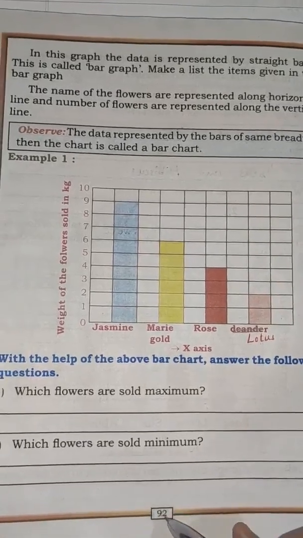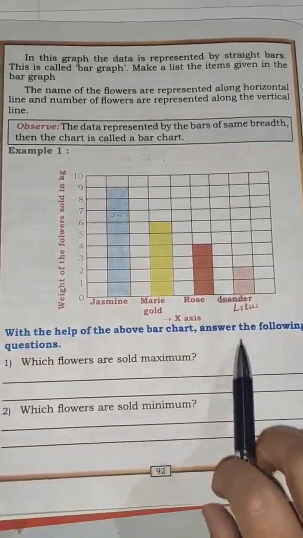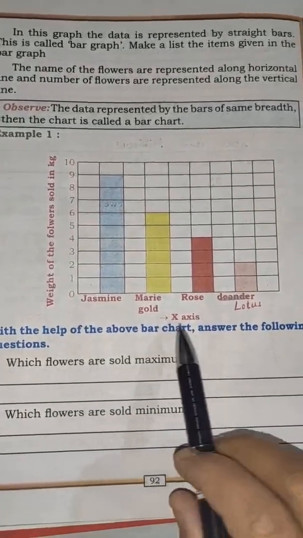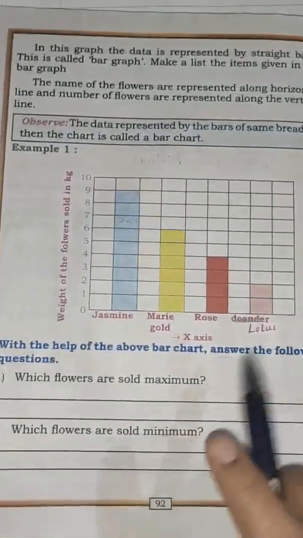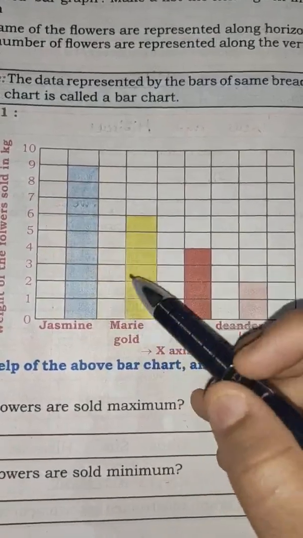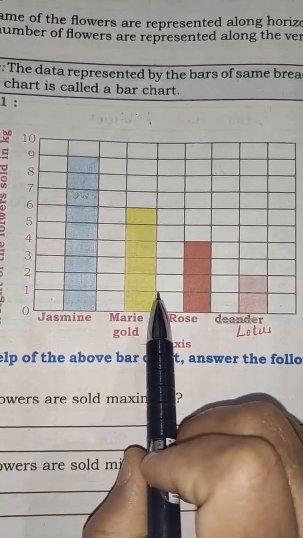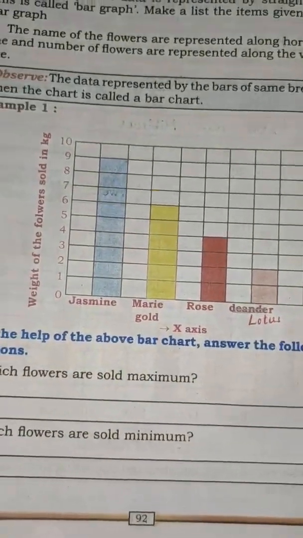Now children, come to page number 92. Here is one more example for you. With the help of the above bar chart, answer the following questions. Here there is one more word for you, that is bar chart. As I told you, this is called the bar graph. What is this bar chart? The data represented by bars of the same breadth, then the chart is called a bar chart. Okay, it is called the bar chart.